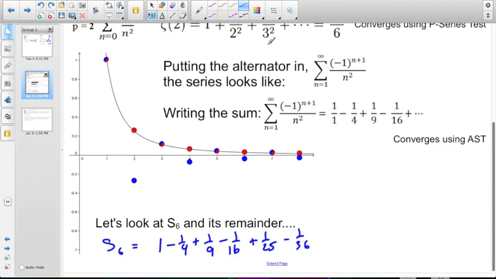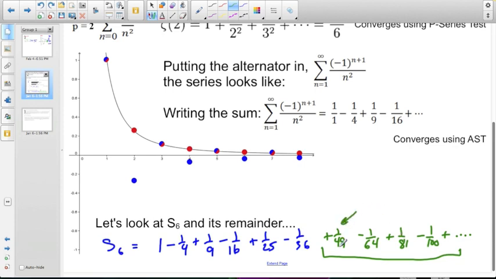And then if we look at what's left here, we're going to have plus a 49th, and minus 1/64th, and plus 1 over 81, and minus 1 over 100, and plus dot, dot, dot. So the idea is that 1 over 49 minus a 64th plus a 1 over 81 is never going to get back up to 1 over 49. So we're never going to get anything bigger than what we see here.